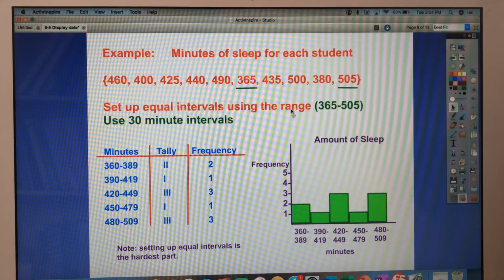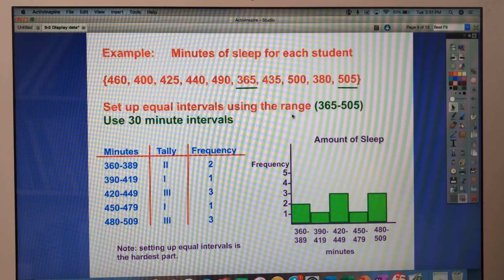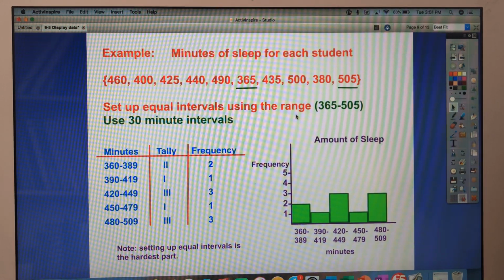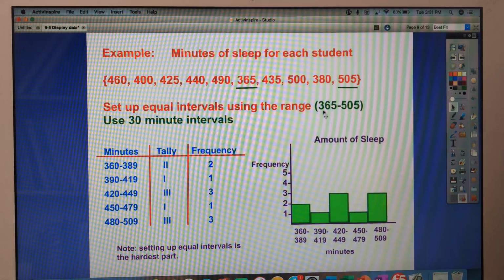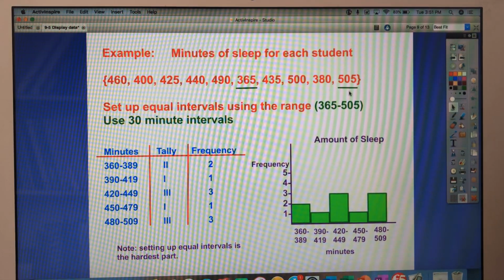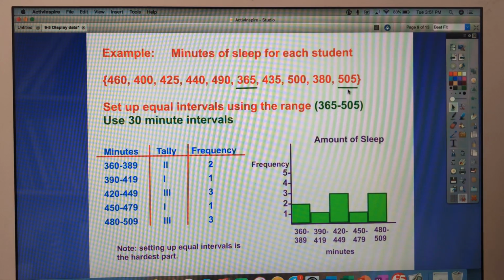But for right now, we're using the original definition of range that you've known for a long time, which is the difference between the smallest and the largest piece of data in the data set. I have 365 as my smallest, 505 is my largest. Clearly, it helped to underline them.